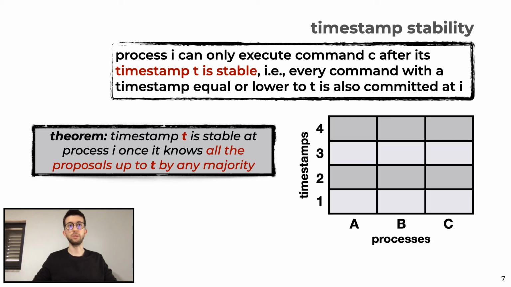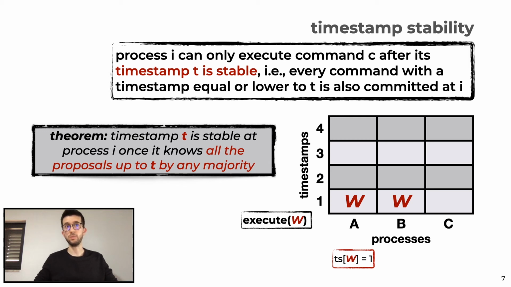If we go back to the previous example, when we see command W committed with timestamp 1, timestamp stability tells us that it is safe to execute command W if we have all proposals up to 1 by any majority. And indeed, we have all proposals up to 1 by majority A and B, and so command W can be executed. However, when command Y is committed with timestamp 2, this timestamp is not yet stable as we don't have all proposals up to 2 by some majority.